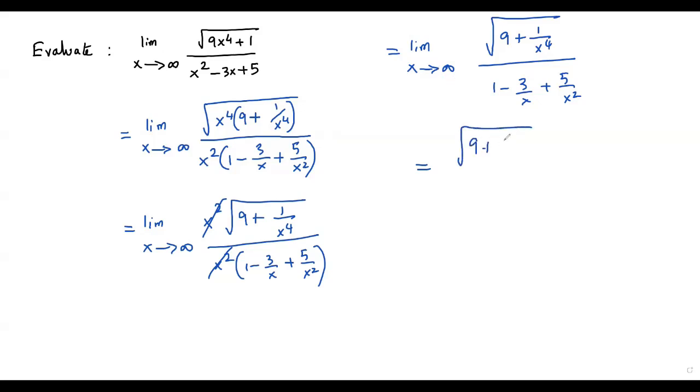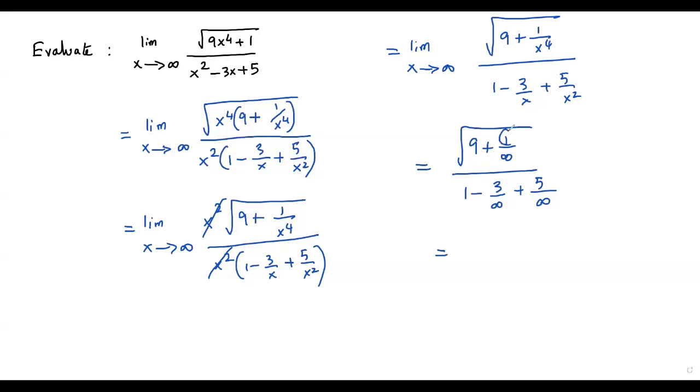So 9 positive 1 over, if I plug in infinity for x over here, I'll be getting infinity to the fourth power. Whatever exponent I take for infinity, it is still infinity. So instead of writing infinity to the fourth power, we can write 1 over infinity, 1 negative 3 over, if I plug in infinity for this x, 3 over infinity, positive 5 over infinity squared. Infinity squared is still equal to infinity. So we get 5 over infinity.